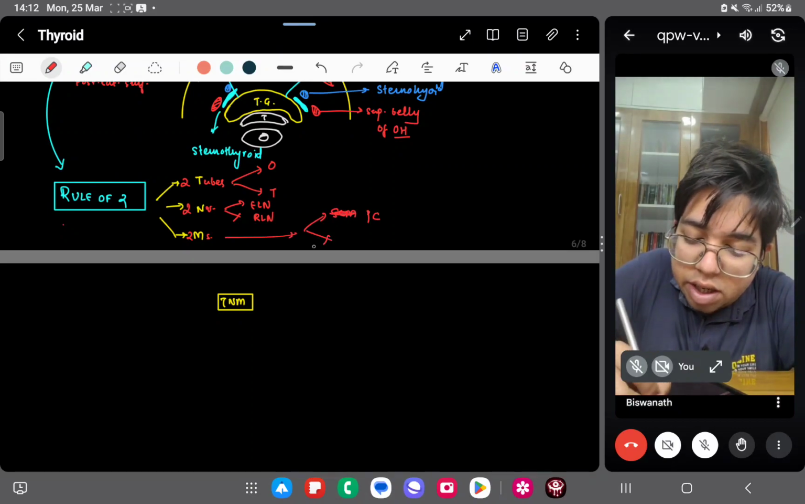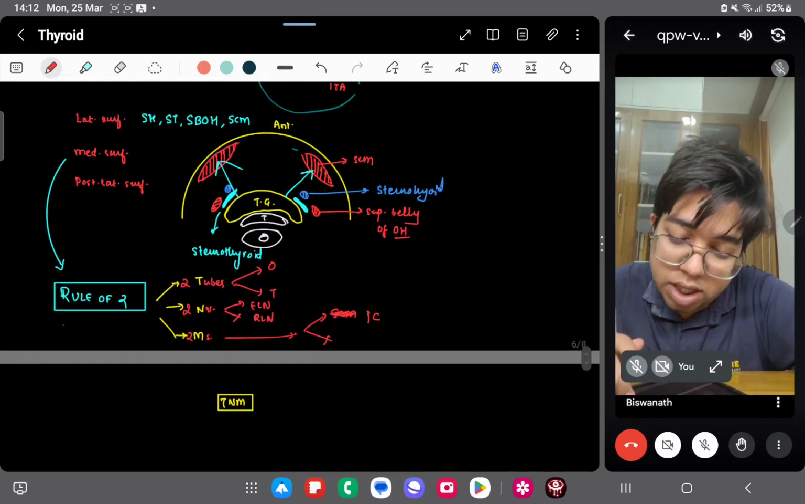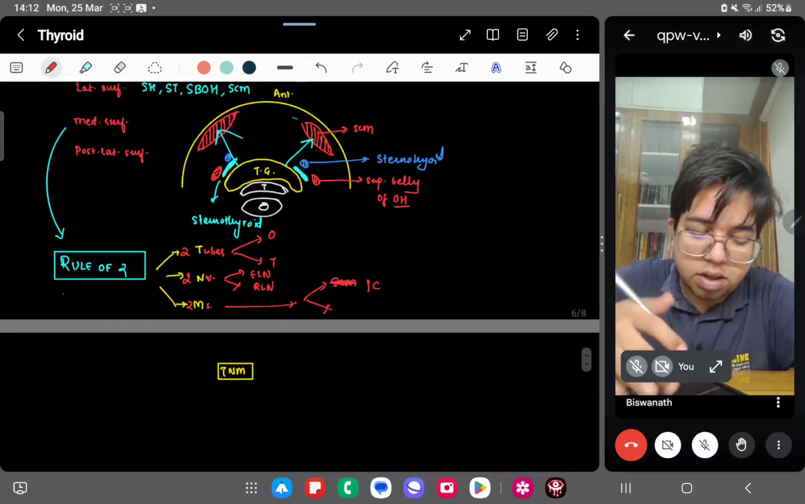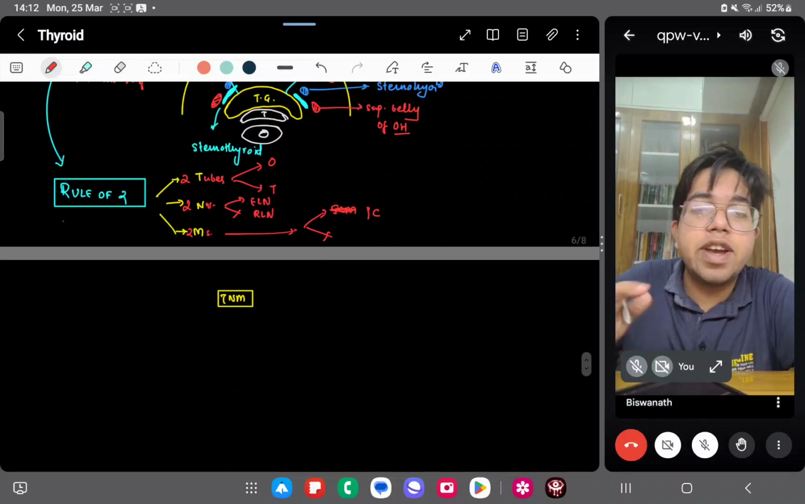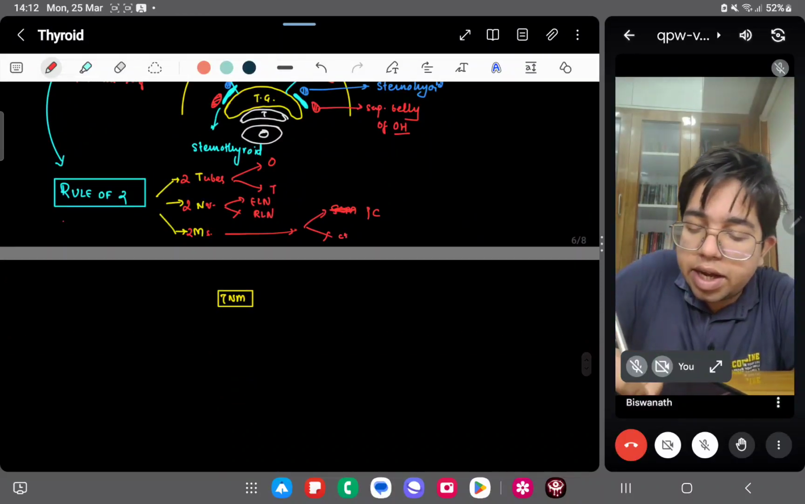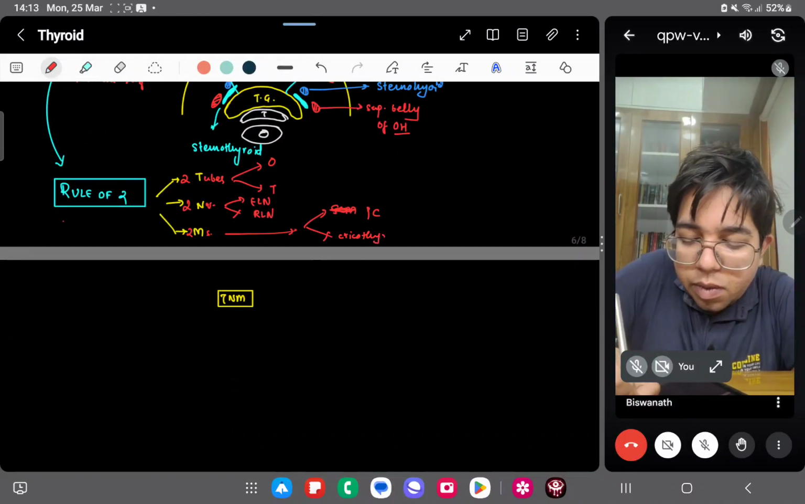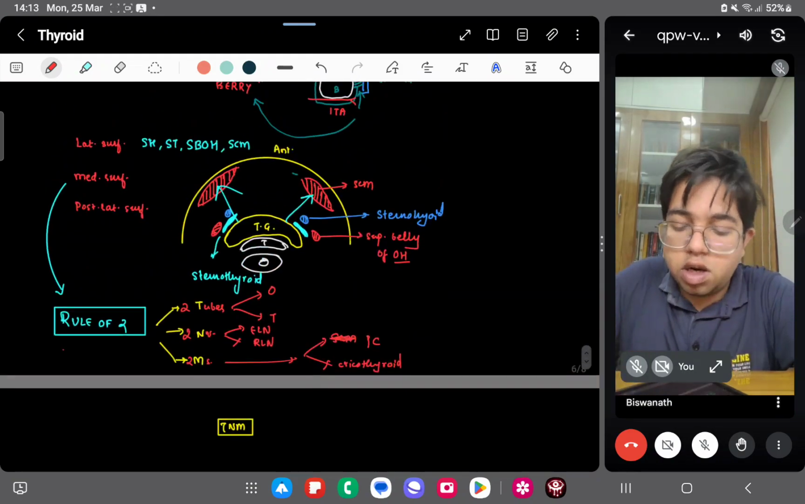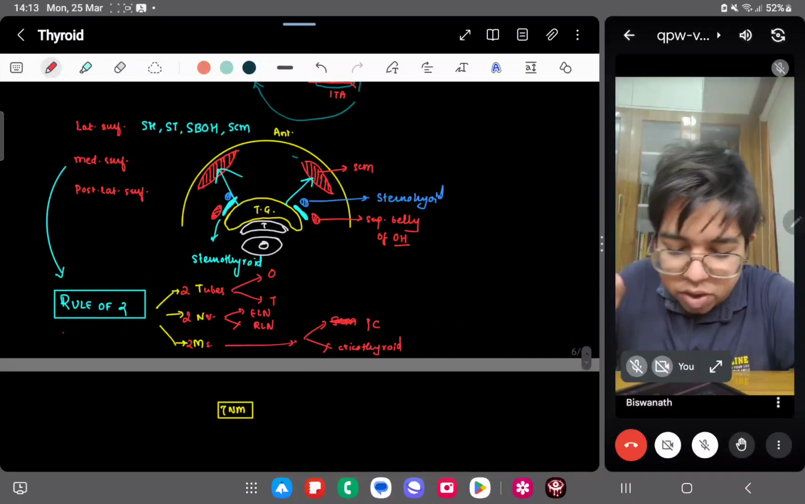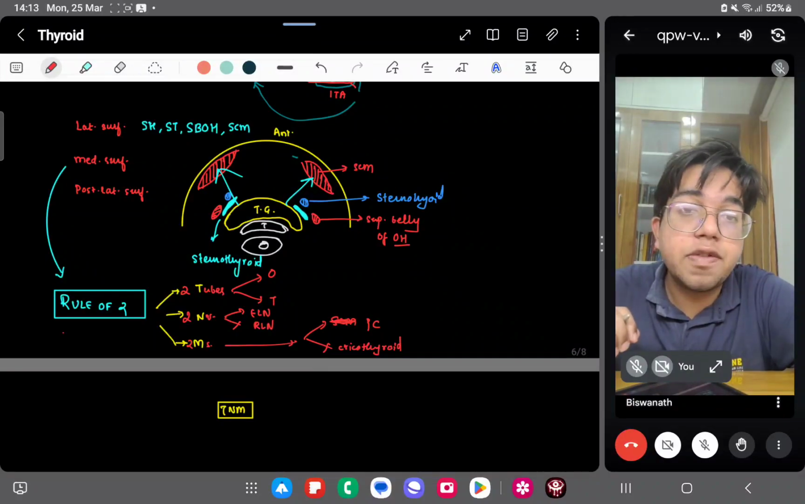Inferior constrictor. You can't appreciate it because it's the medial surface, right? We can draw it here. And cricothyroid. Understood? Inferior constrictor and cricothyroid. These are the relations of your medial surface.